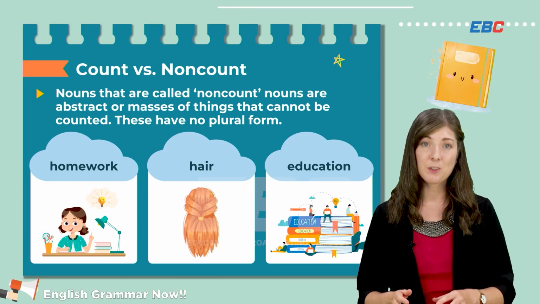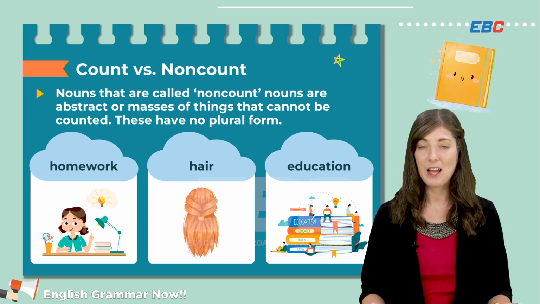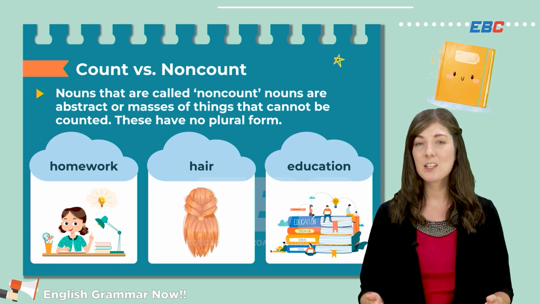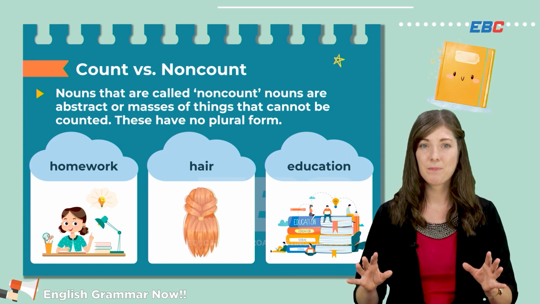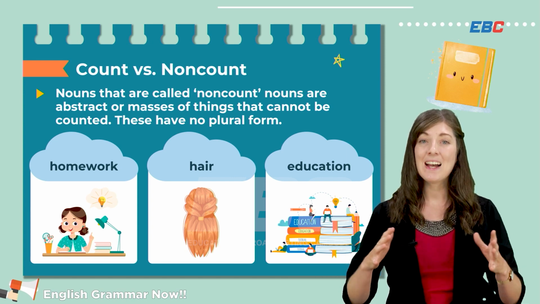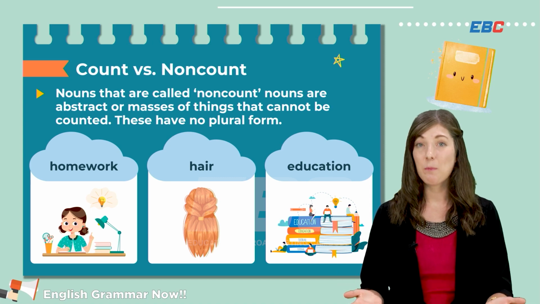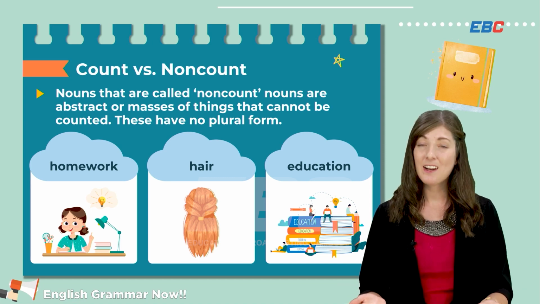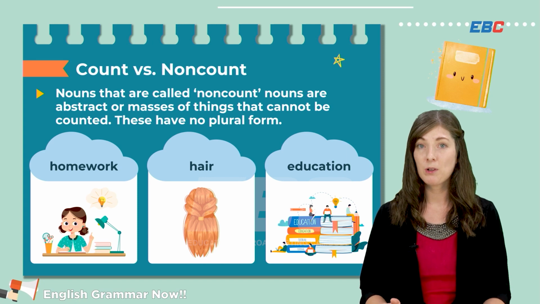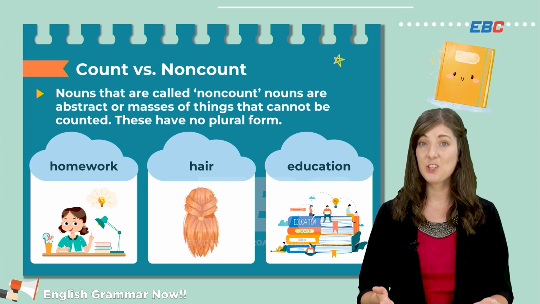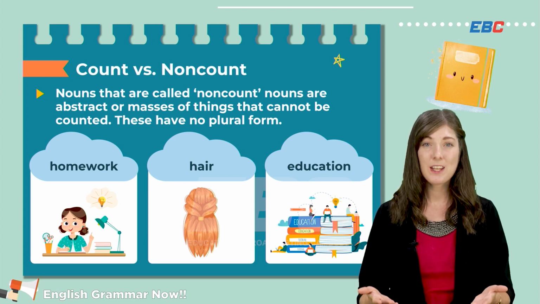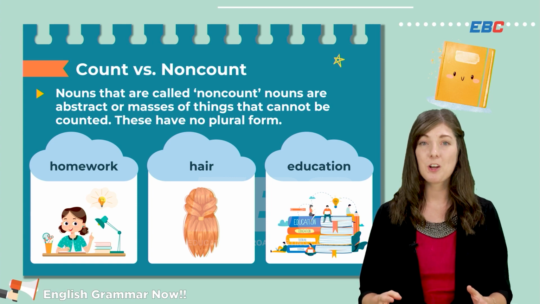The other category is called non-count nouns. Sometimes these are abstract, meaning it's not possible to touch them. Or they might be masses of things that cannot be counted. These kinds of nouns don't have a plural form. Some examples might be homework, hair, education. We don't have plural forms if we're talking about these as concepts.